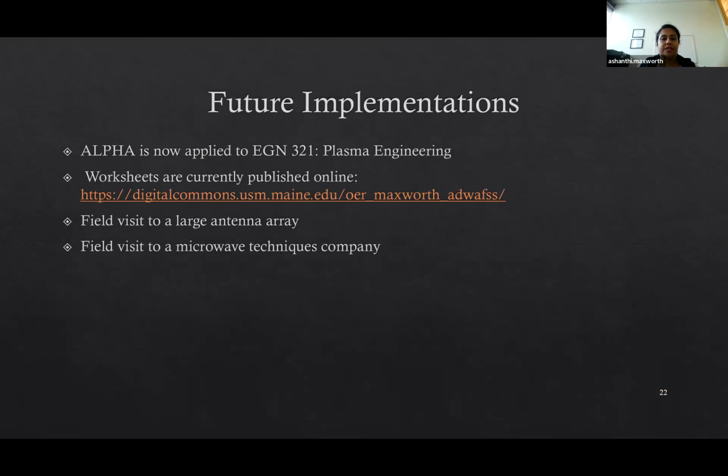So in future implementation, right now I'm merging. So I have prepared my plasma engineering syllabus also, combining these hands-on experiments as well as virtual experimentation. And all these worksheets are currently published online for free. Last time, the pandemic was still going on, and there were a lot of restrictions. People did not like having large groups in their companies, and also the campus had restrictions on students traveling in one bus.